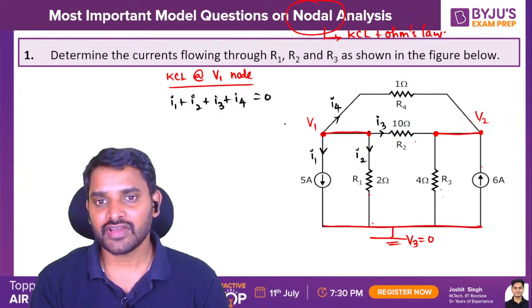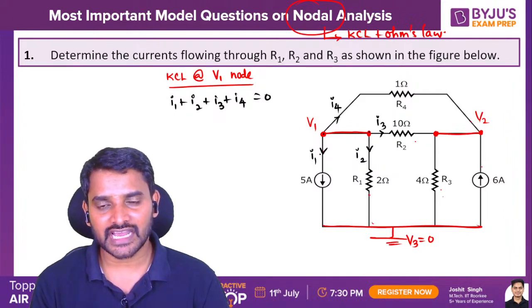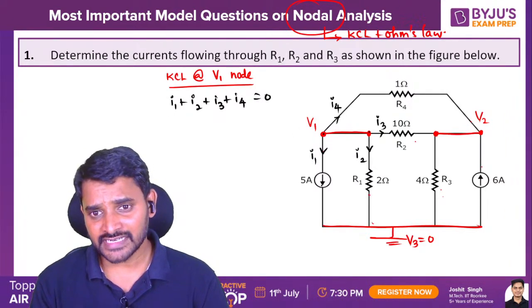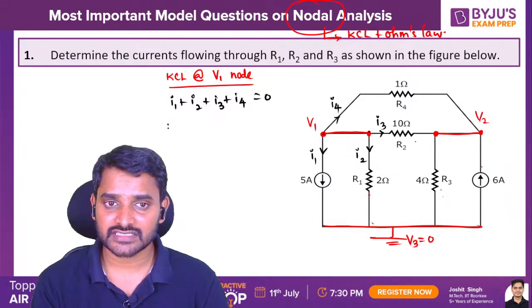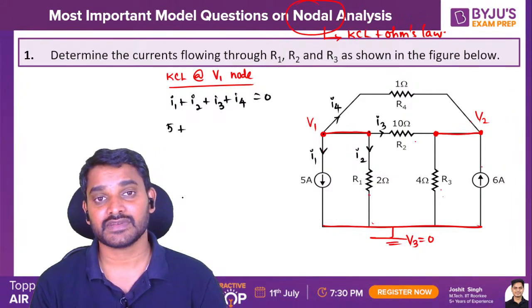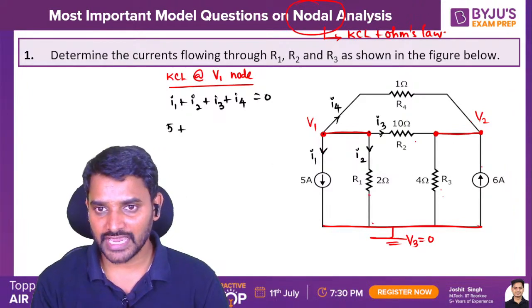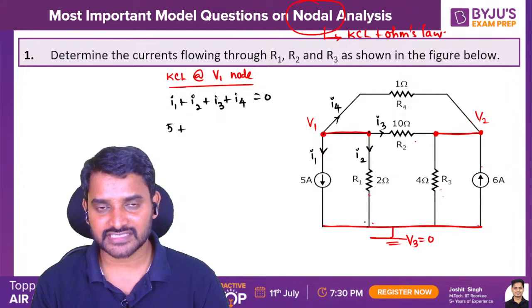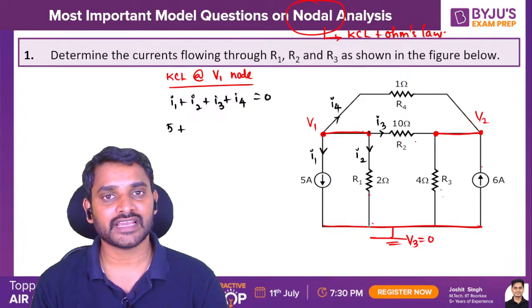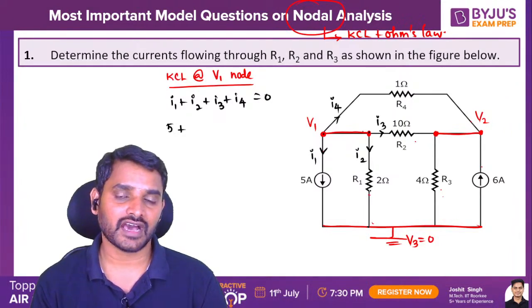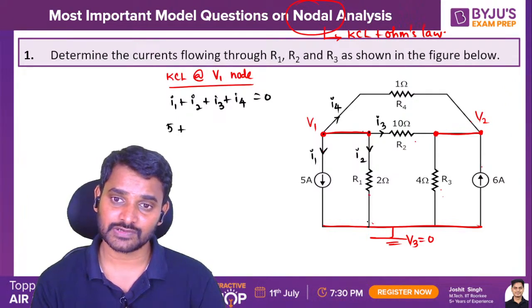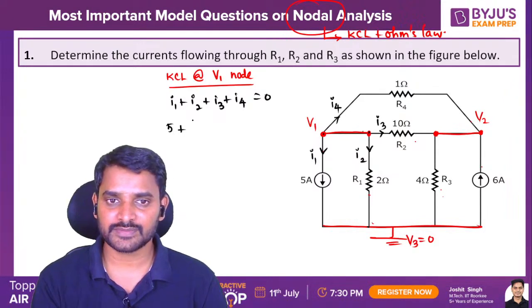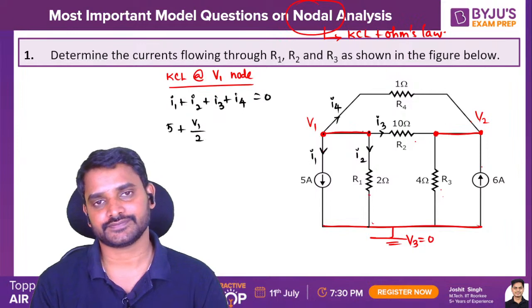Now I can write I1. The I1 direction and the 5 ampere current source direction are both the same, so I can write it as 5 amperes. I2 can be taken as potential difference divided by resistance, that is V1 minus V3 divided by R1. I don't know V1, but I know V3 is 0. So V1 minus 0 divided by 2. Simply I am writing it as V1 by 2.